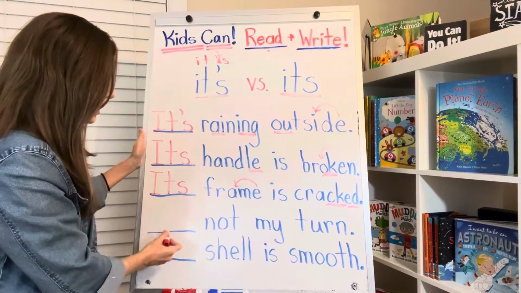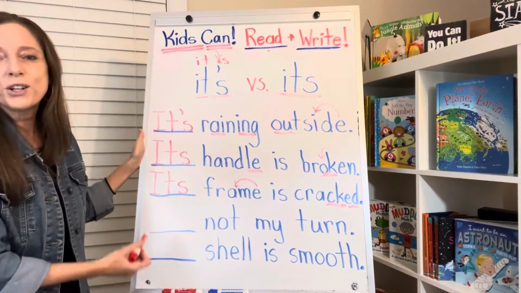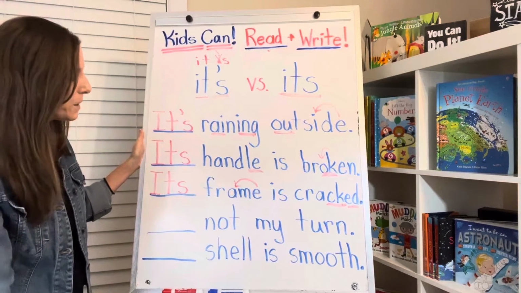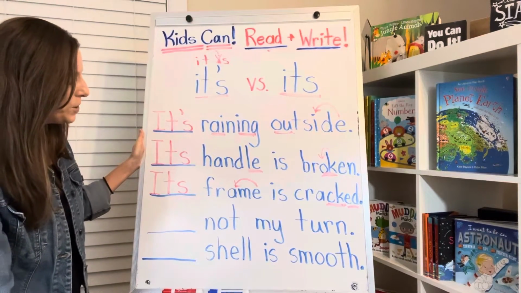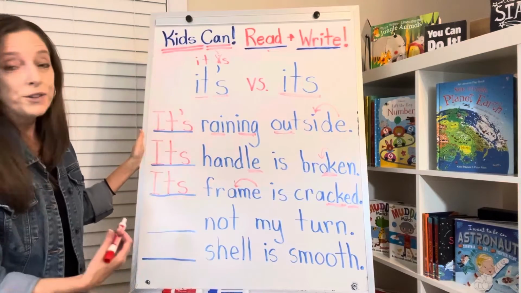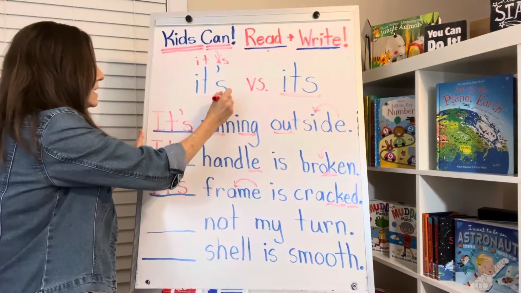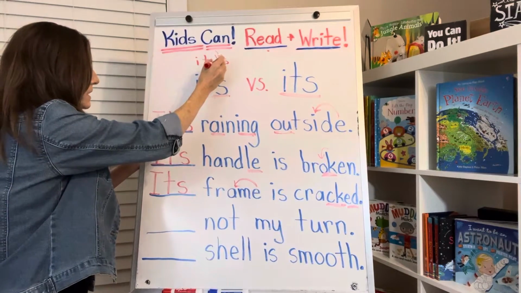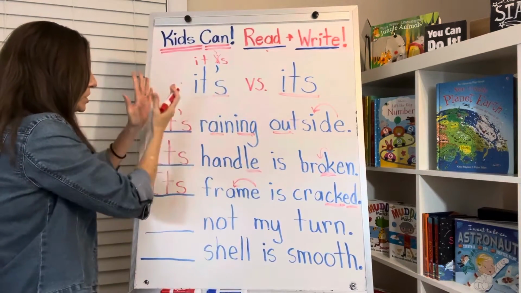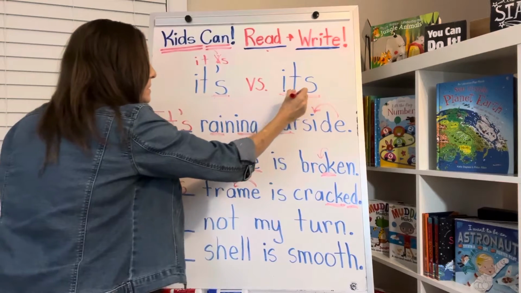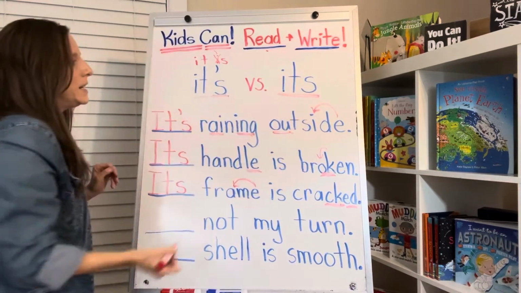All right, let's try two more. See if you can get them on your own. Just work ahead, see if you can get them. If you can, awesome. If you're still struggling, we'll work through them together. Remember, this one means it is, because it has the apostrophe, that stands for the I. It's a contraction. We squish these two words together. This one is the possessive one, its.